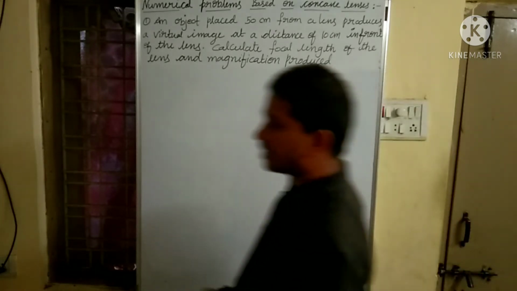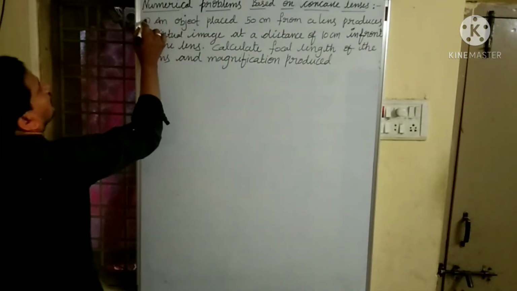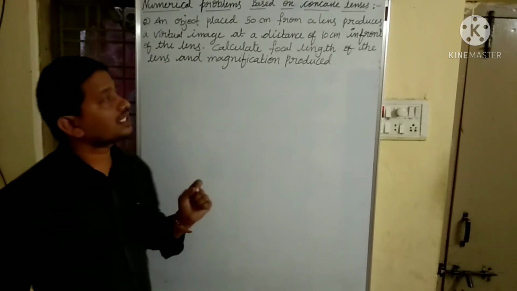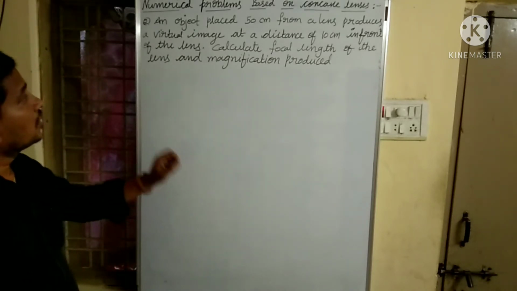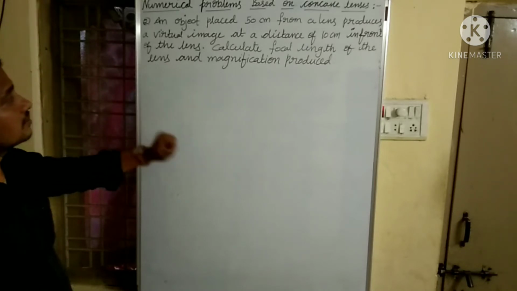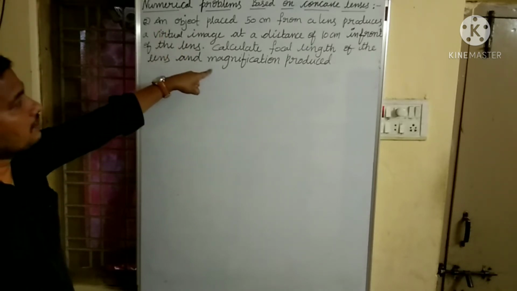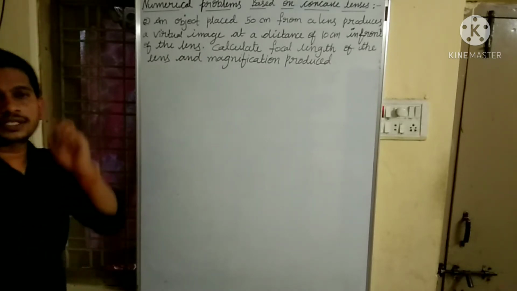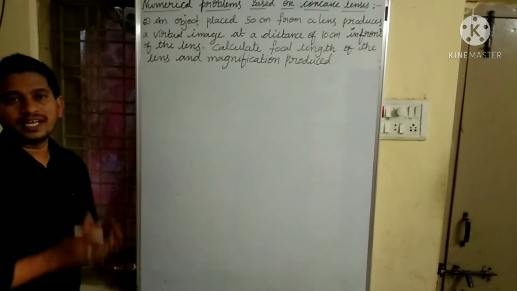Coming to the second question. An object placed 50 centimeter from a lens produces a virtual image at a distance of 10 centimeter in front of the lens. Where is the object placed?